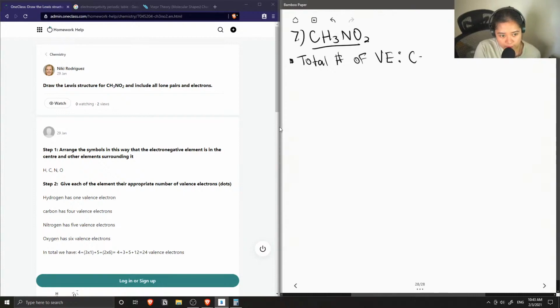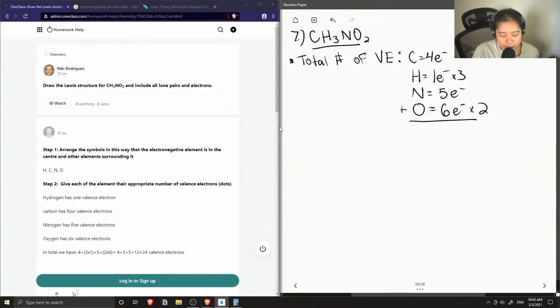So carbon has 4 valence electrons, hydrogen has 1, and since we have 3 hydrogen atoms, we multiply this by 3. Nitrogen has 5 valence electrons, and oxygen has 6. And since there are 2 oxygen atoms, we'd multiply this by 2. So this gives us a total of 24 valence electrons.